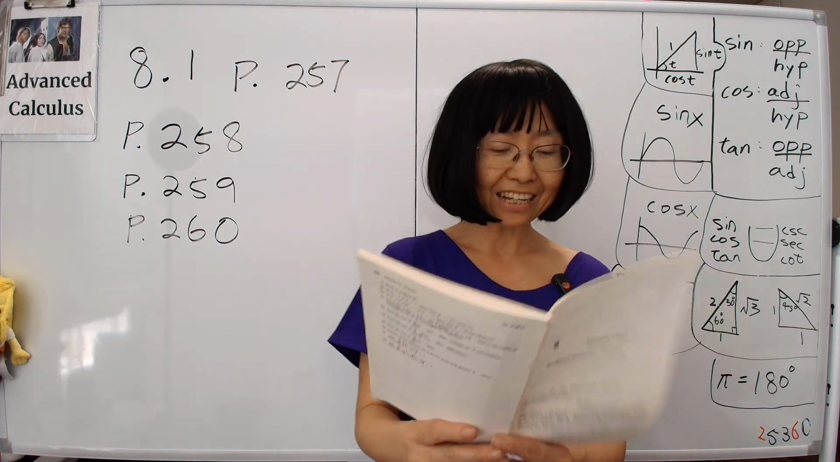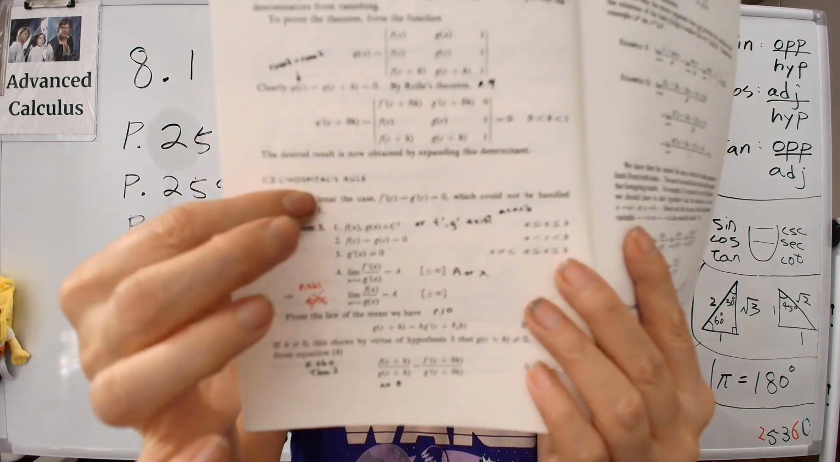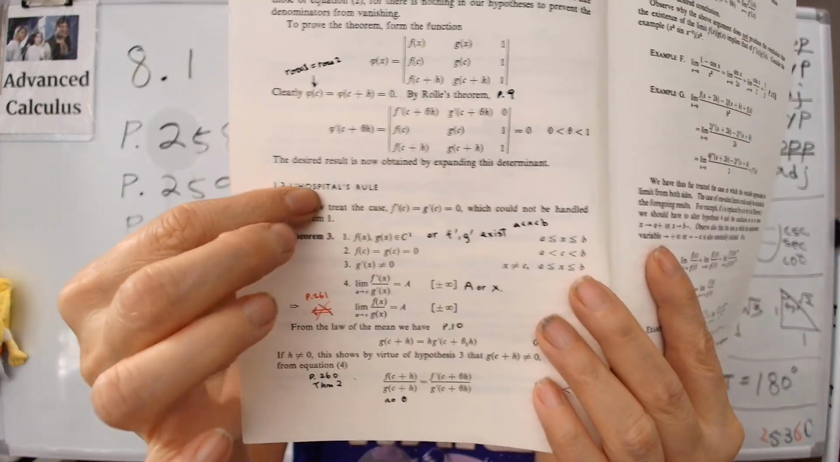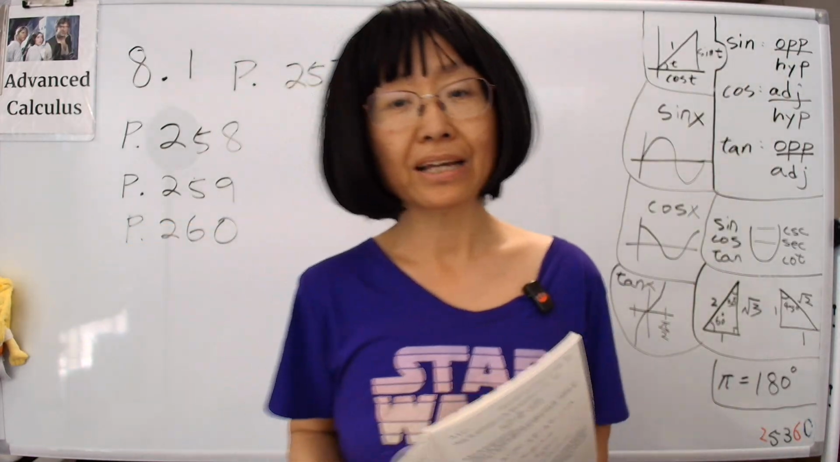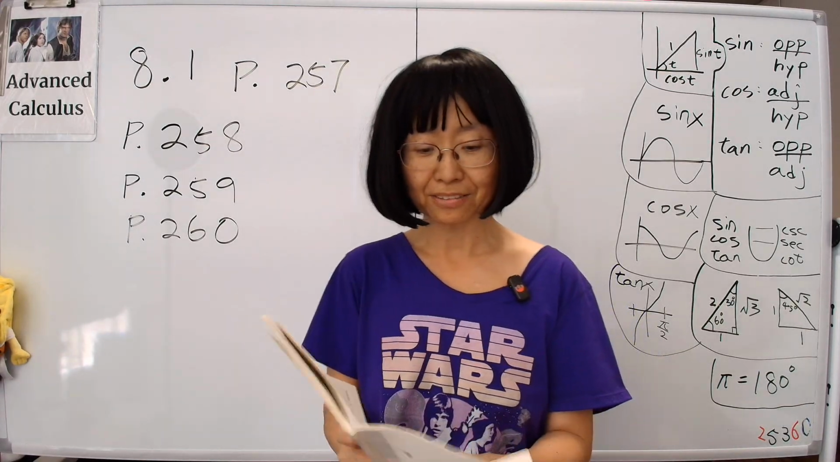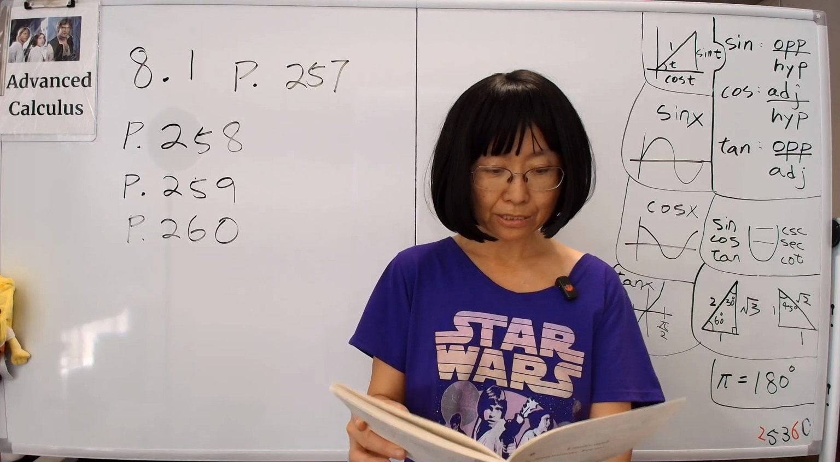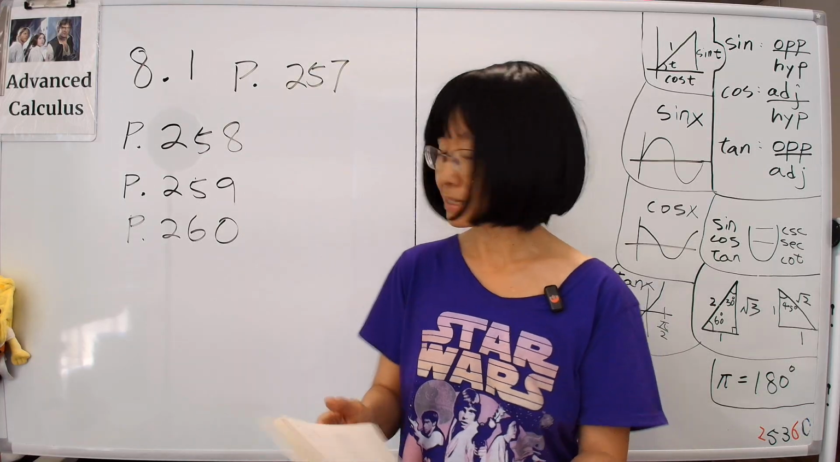Okay, and the book spells L'Hopital with an S in there, so it looks like hospital. But the modern spelling nowadays in calculus books is without the S. Okay, so that is pronounced L'Hopital. And so let's prove L'Hopital's rule on page 260.